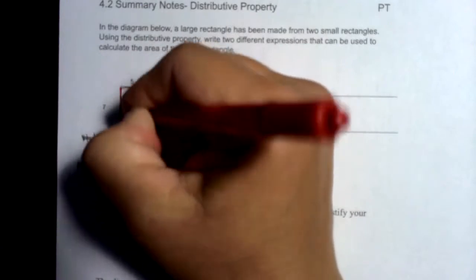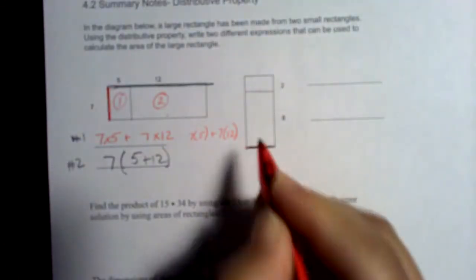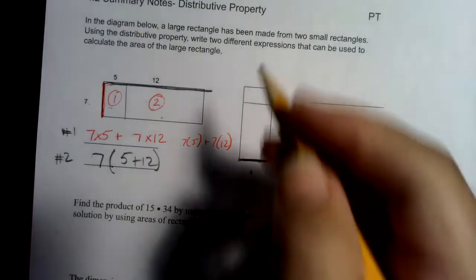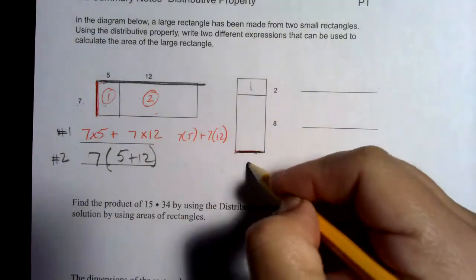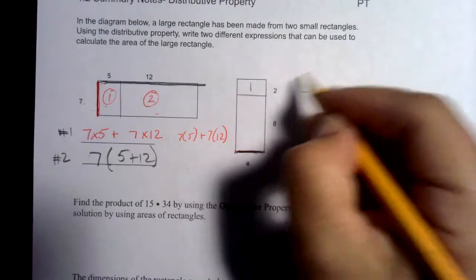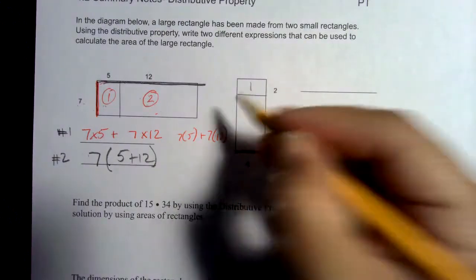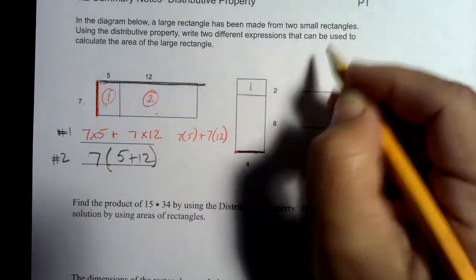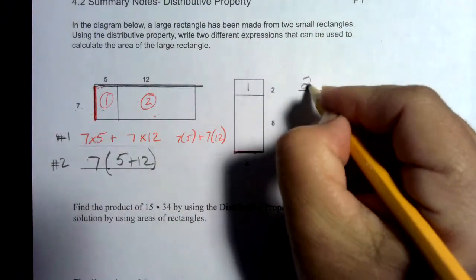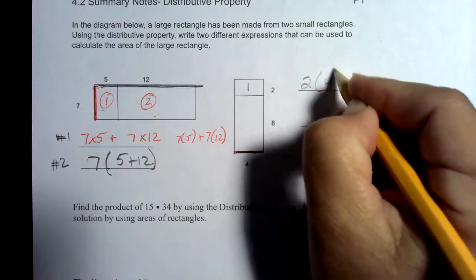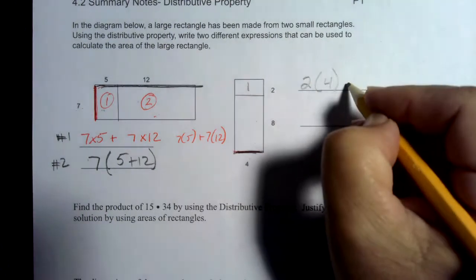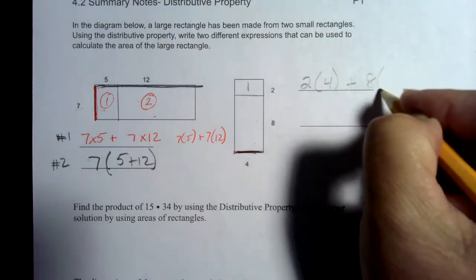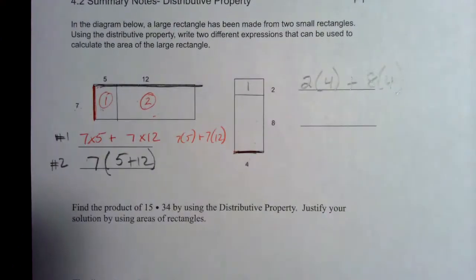Both rectangles shared this side. Here they share this side. So if I want to find my rectangle number 1, I would be doing 4 times 2. Or I can even switch around and say I'm doing 2 times 4. And let's use this method. Then here, I'm going to do 8 times 4. So I'm adding 8 times 4.